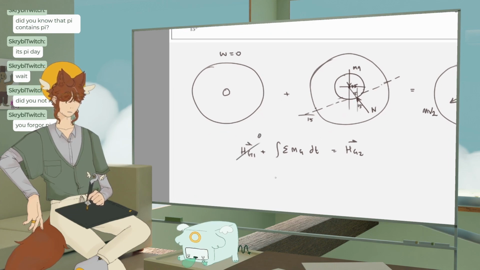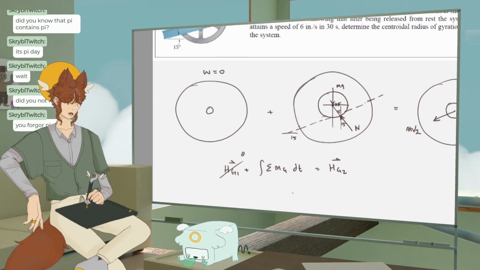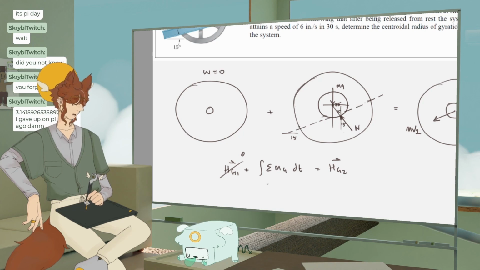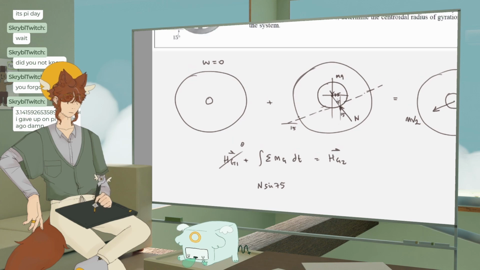Okay, moments about G. We've got... I'm gonna have to do F equals MA. 3.141592653. This is an IQ test after I forget my digits of pi. Okay, so it's gonna be a positive. So we have N sine of 75. That's going like this. Right there. And so positive equals.